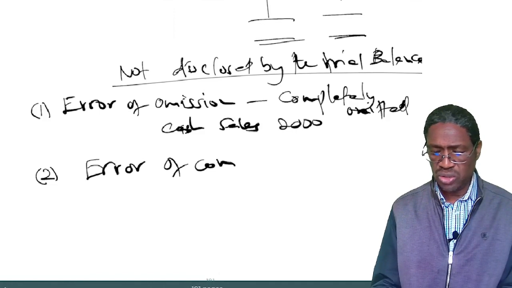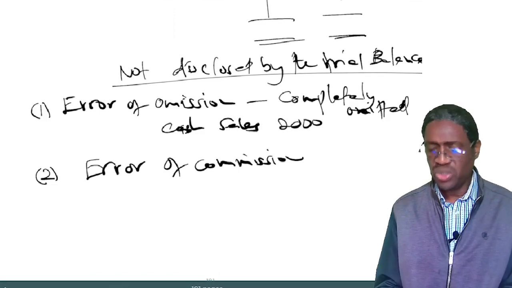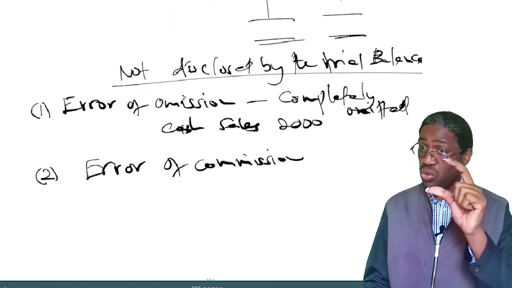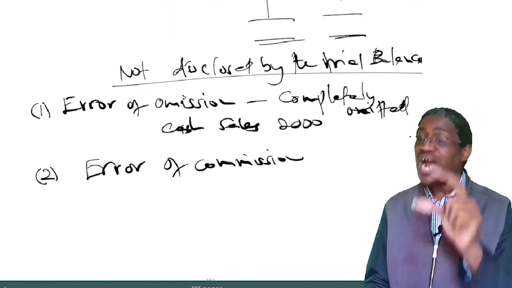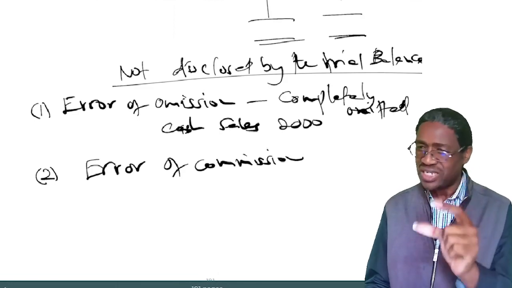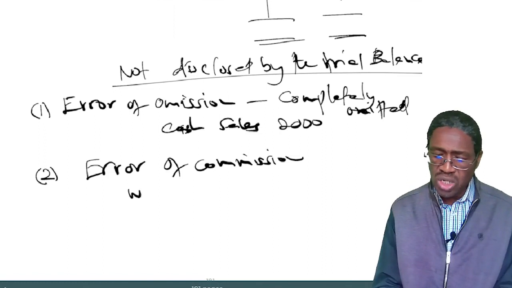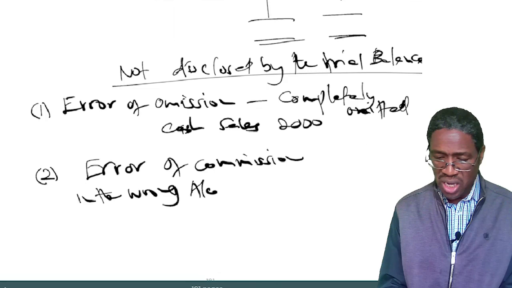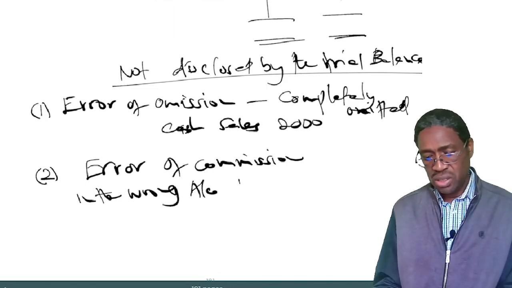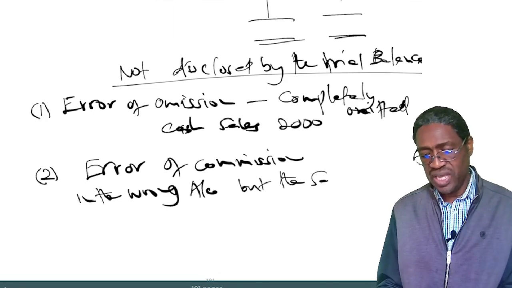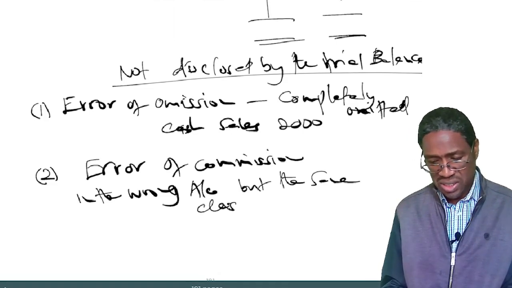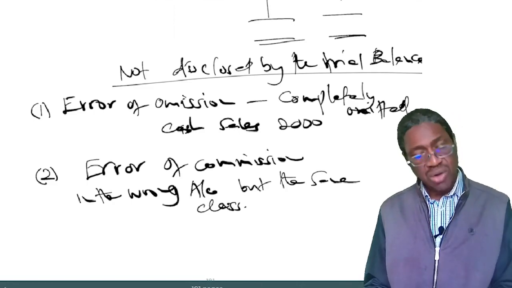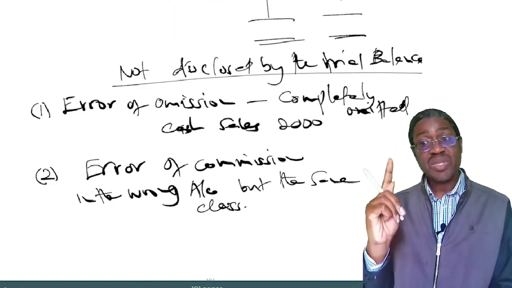Error of commission. Which kind of error is this? Let me explain it. It's an error which occurs when you record a transaction in the wrong account, but of the same class. I'll explain. Where a transaction is recorded in the wrong account, but of the same class.